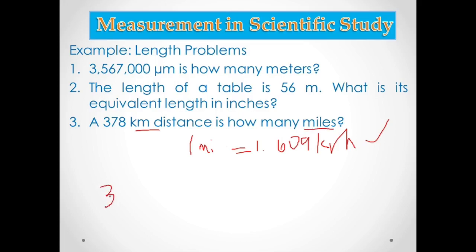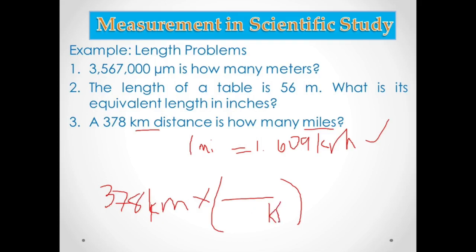So you write the given, that is 378 kilometer. Then you multiply it with our conversion factor. Since the given is in kilometers already, which is found in the numerator, then in the conversion factor your kilometer should be at the denominator while your miles is at the numerator. So 1 mile is 1.609 kilometer. Then you can now cancel out the units, and you will use your calculator.